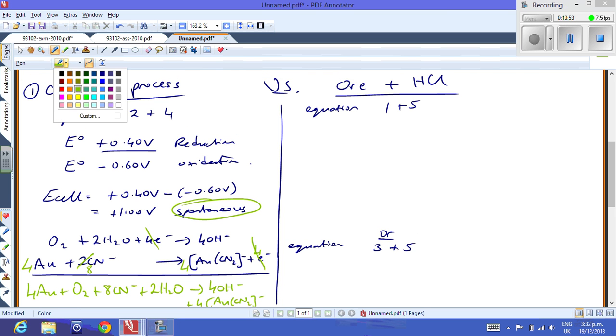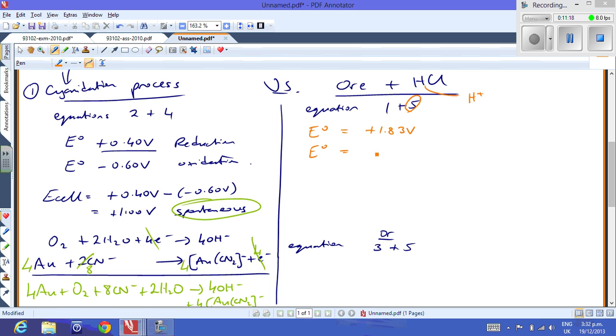So if we do it with HCl, let's just use red for an acid here. HCl, remember, is a source of H+ ions, so that's why we're looking at equation 5 for that one. For equation 1, remember, there's no cyanide involved in this process. This is the alternative to using cyanide. So we have to look at equation 1 first of all. The E naught for that is equal to +1.83 volts. And the E naught for reduction of protons, which is the standard for reduction potential measurements, is equal to 0.00 volts. So this species would rather be reduced, and this species would rather be oxidized if we have the two of them in solution.